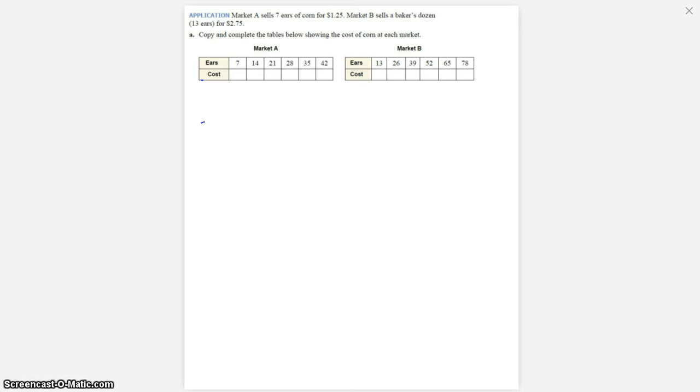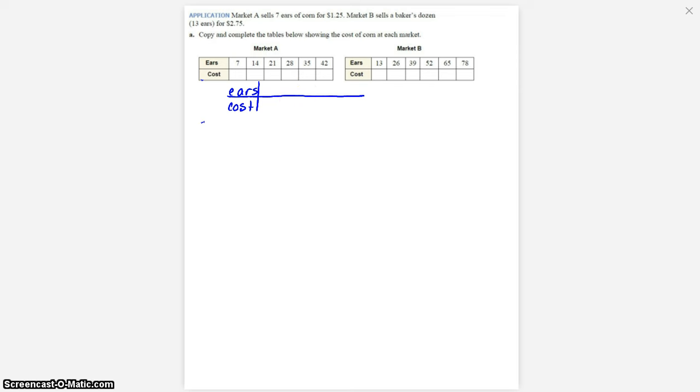So it gives us the first part. Let's look at market A first. Let's fill in for market A. It says it sells 7 ears of corn for $1.25. I don't think I'm going to be able to fit the numbers I need in that tiny little box, so I'm going to redraw it out here. We're going to have ears and cost for market A.